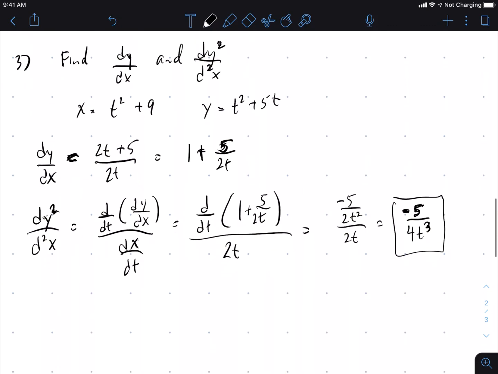We're okay? Okay, then the next piece on this one is going to ask, when is it concave up? So when is it concave up? Whenever the slope is positive. Correct. So whenever the slope is positive. So when is the slope positive for this parametric?